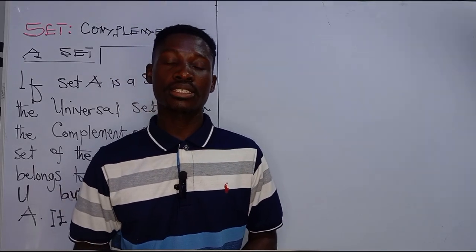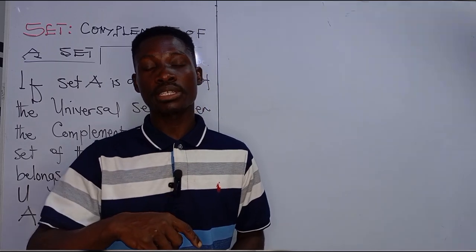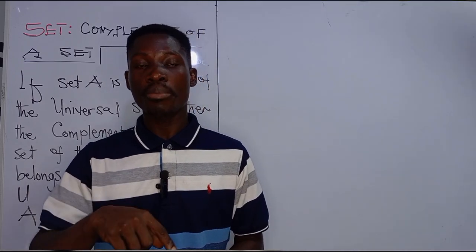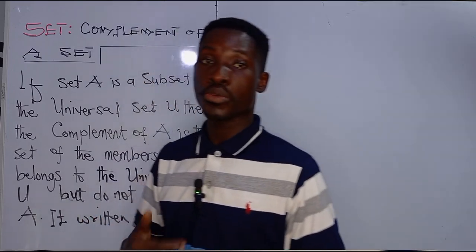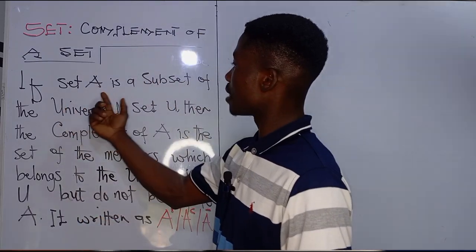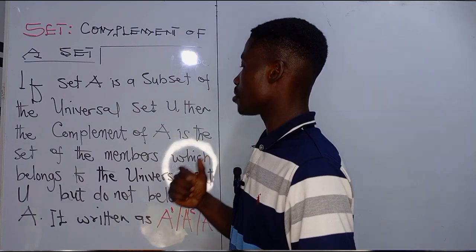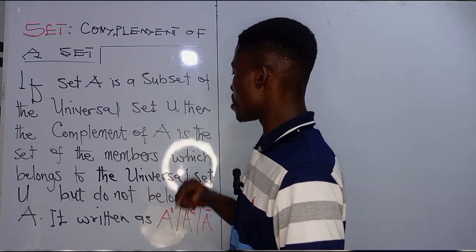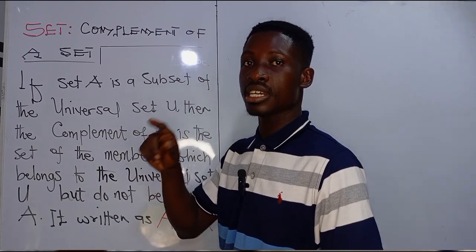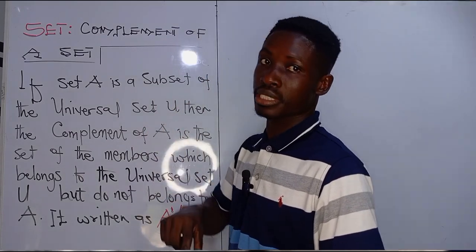In this very lesson, we shall be looking at the complement of a set. So we are saying that if set A is a subset of the universal set, then the complement of set A is a set of all the members which belong to the universal set but do not belong to the subset.